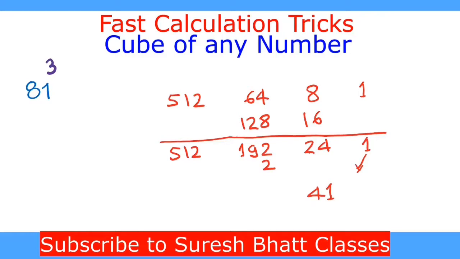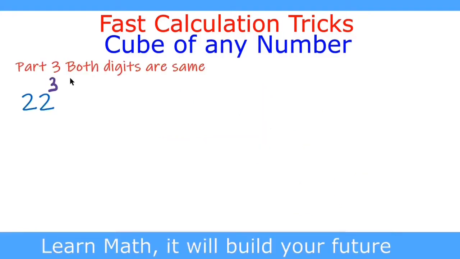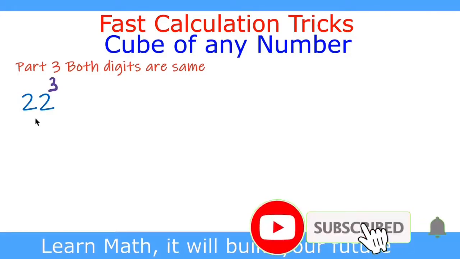We write 4 and carry 19. 512 plus 19 is 531. We write 531. Thus the cube of 81 is 531441. Now we go to part 3, in which both the digits are the same, like 22, 33, 44, 55, 66, 77, 88 and 99.